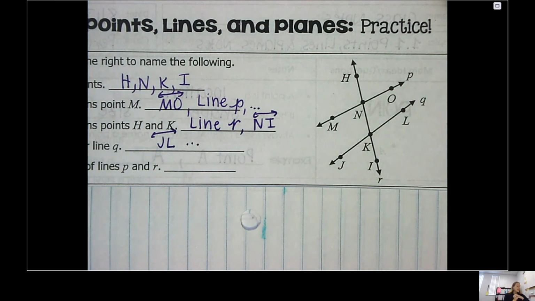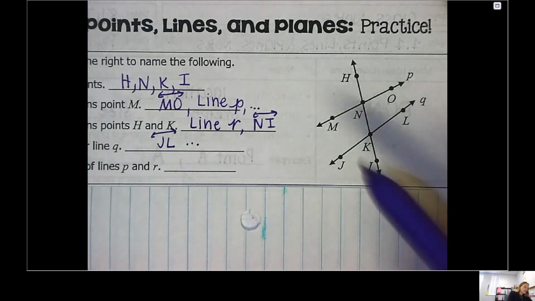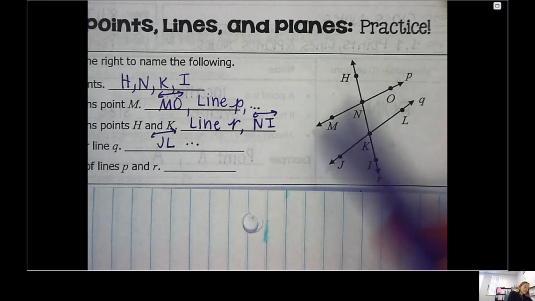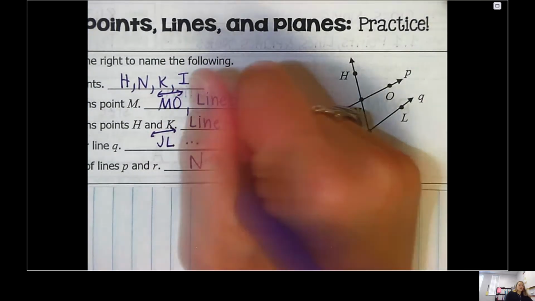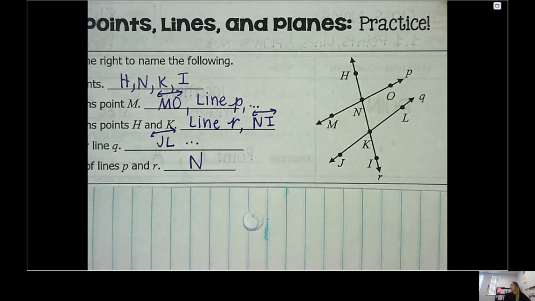Okay, last one there. The intersection of lines P and R. Intersection. Aiden, what do you think? Point N. Beautiful. So that's where the two of them cross each other. So here's line P. Here's line R. They cross each other at this point N. You can write the word point, or you can just put up a capital N, and we know what that means, point.